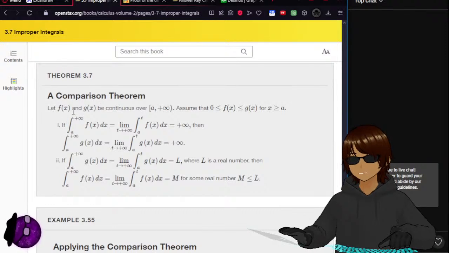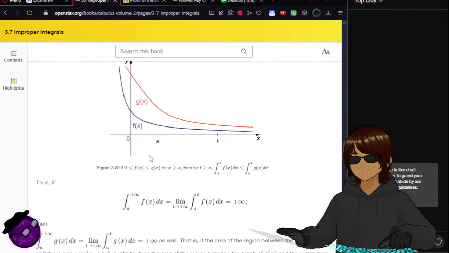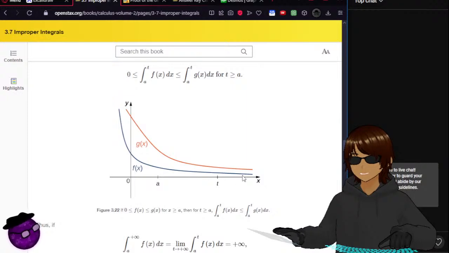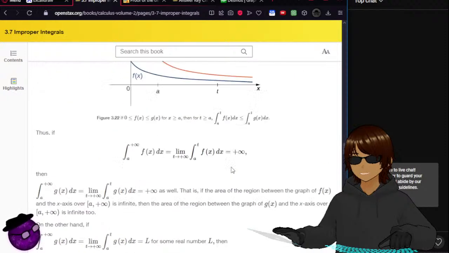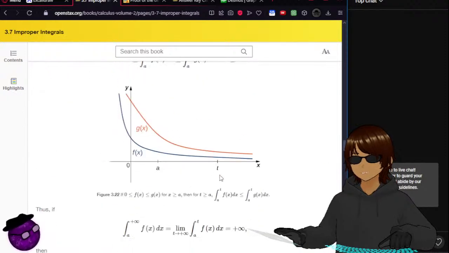A comparison theorem: let f of x and g of x be continuous over a to positive infinity, assuming 0 is less than f of x less than g of x for x greater than or equal to a. If the integral of f of x from a to infinity is infinite, then the same for g of x. Oh, I see. If this area is infinity, then for g of x is infinity. And if g of x converges, then f of x converges.